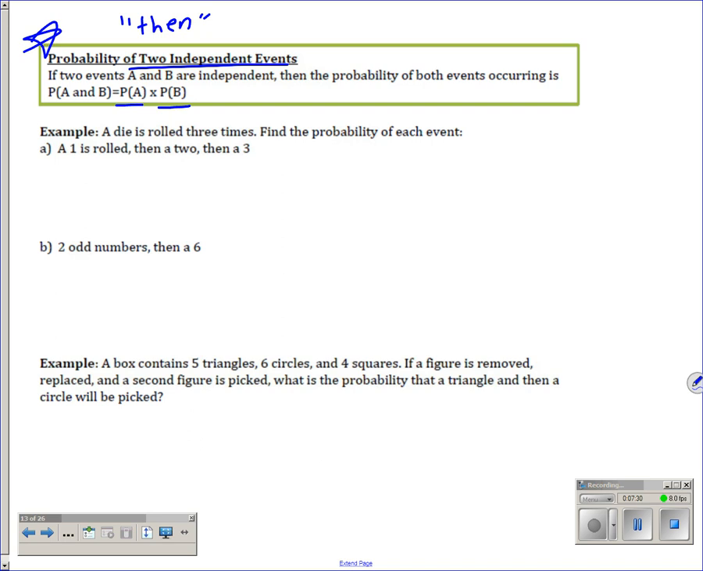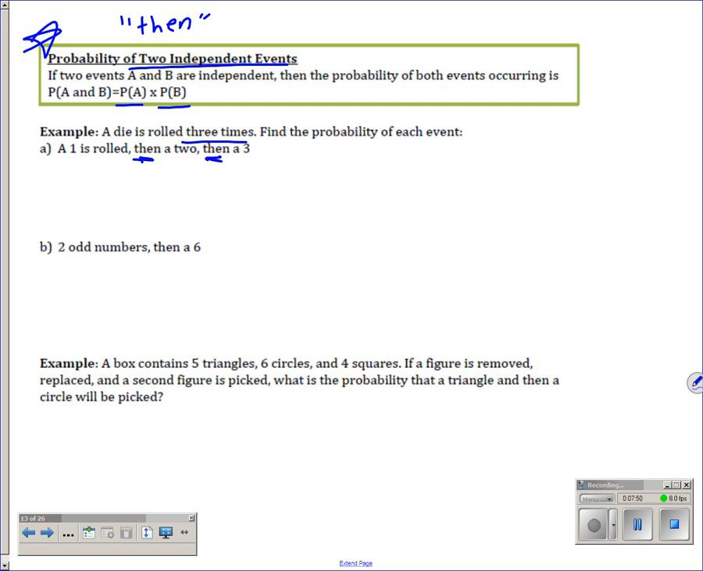Here's an example. It says a die is rolled 3 times. So I'm not doing it all at once. I'm doing it one after the other. Find the probability of each event happening. A 1 is rolled, then a 2, then a 3. So I want to know the probability of that outcome happening.